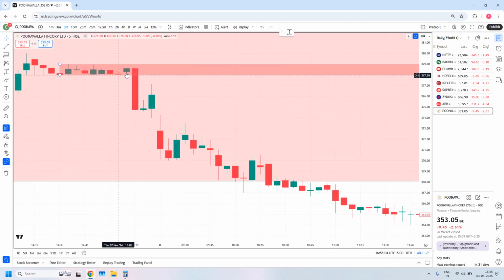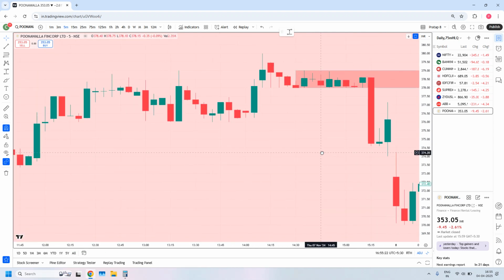See the candle structure. 1, 2, 3, 4, 5, 6, 7, 8. So many candles moving in a narrow range. So many base candles. So that's why planning a trade in this area is not advisable. Maybe this will be easily violated.